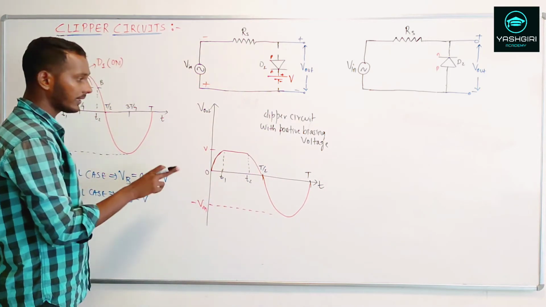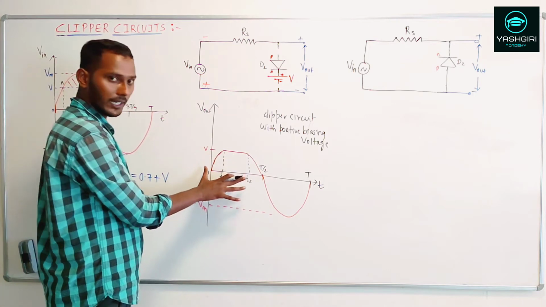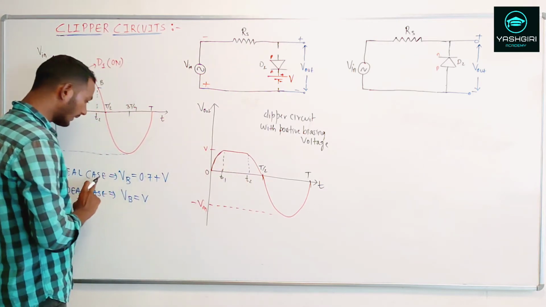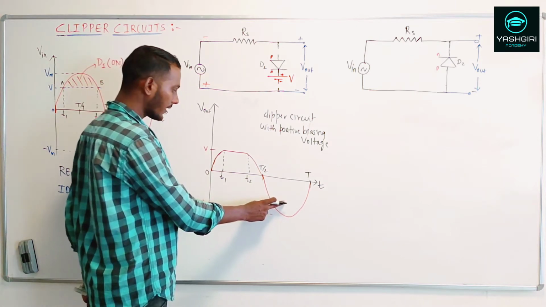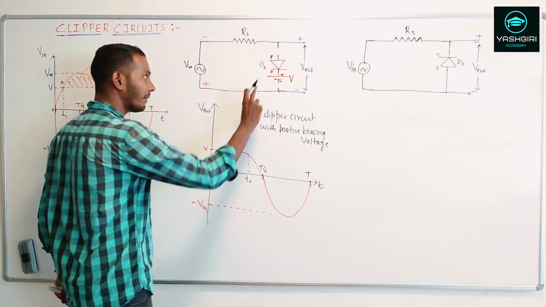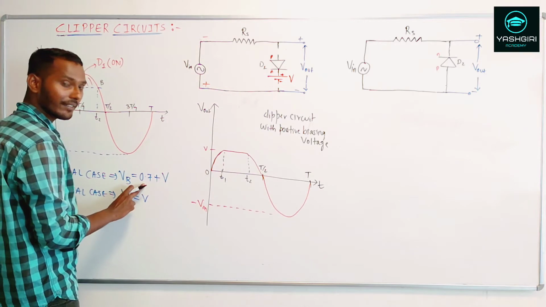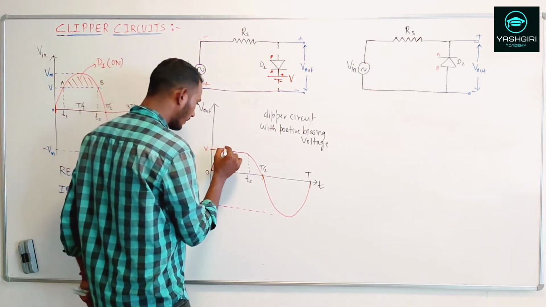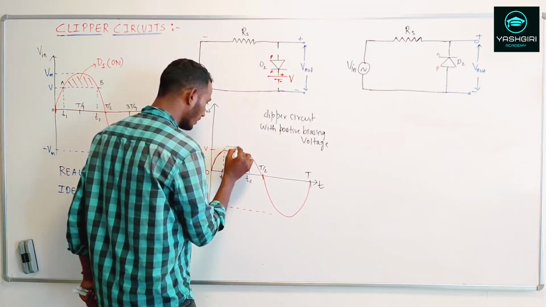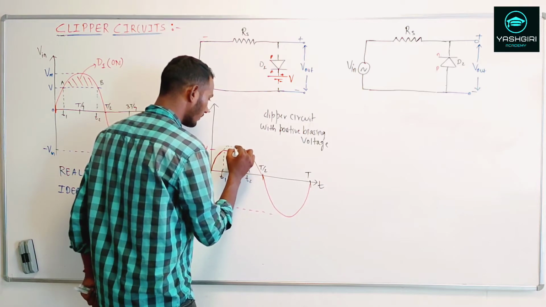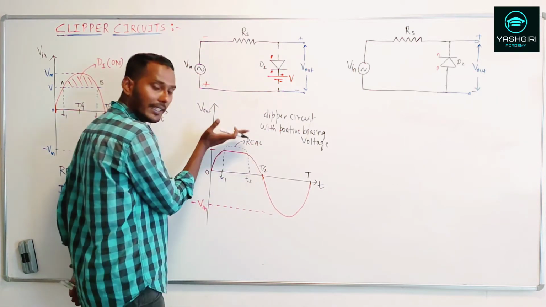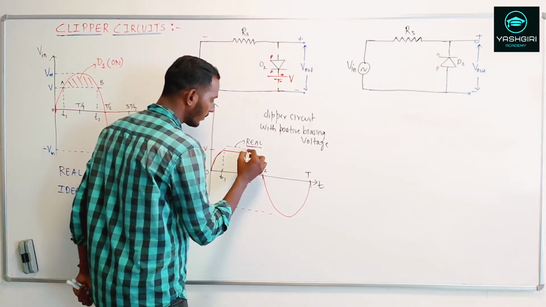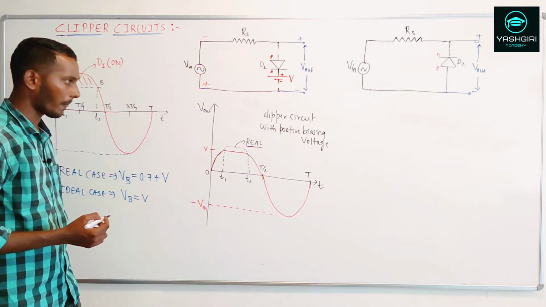Now for the real case, this is a case for the ideal diode. Now in the case of a real diode, what will be? There will be no change in the negative half cycle. Only thing you will find is that the barrier potential is an extra 0.7 volt. So that can be traced something like this. So here there will be a small change. This is for the real case. Everything remains the same. There will be a slight increment of 0.7 volt. This is for the real case of the diode.